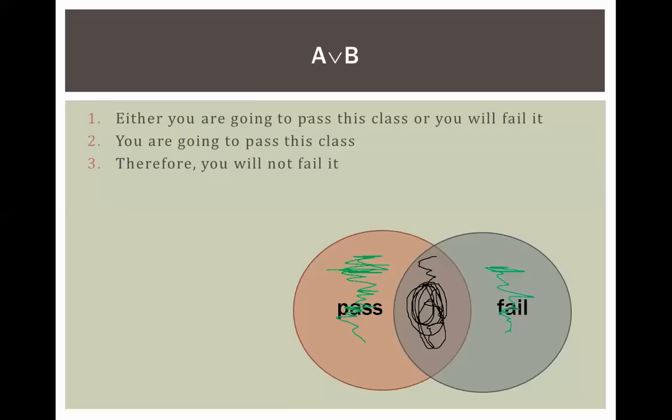But I don't know that based on this. I just have to know, by the way, these are mutually exclusive, so there's nothing in here. I have to know that. Either you're going to pass this class or you'll fail it. You're going to pass this class, so I am in here. Therefore, you will not fail it. I know that's true because this doesn't exist, right? So if the two are mutually exclusive, meaning they can't be together, then this argument works. But you have to kind of know that.